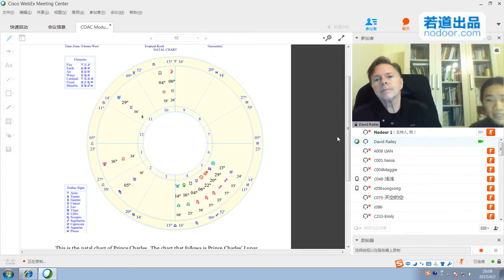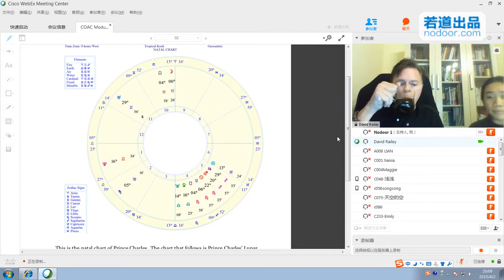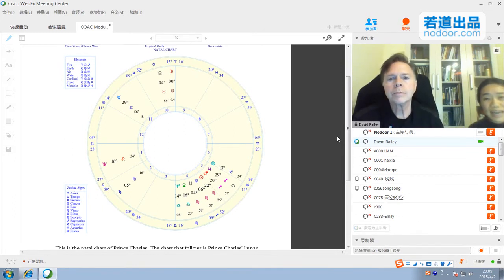And the moon, of course, is a primary reference to the emotional state or emotional well-being of your client. What is your client's emotional nature? What are their emotional issues? We could spend probably the whole night just talking about Prince Charles and his issues.